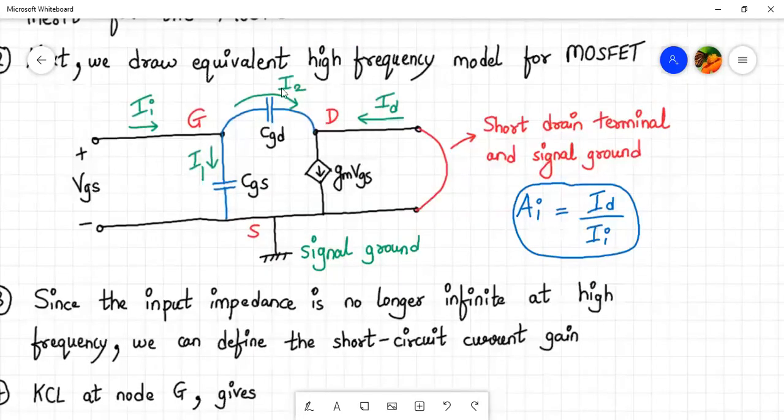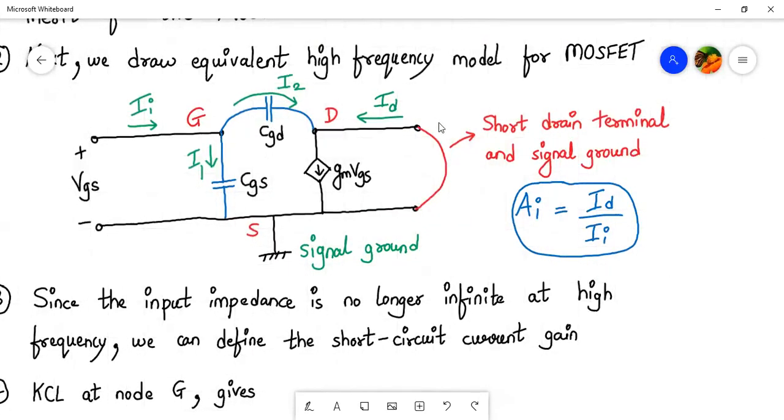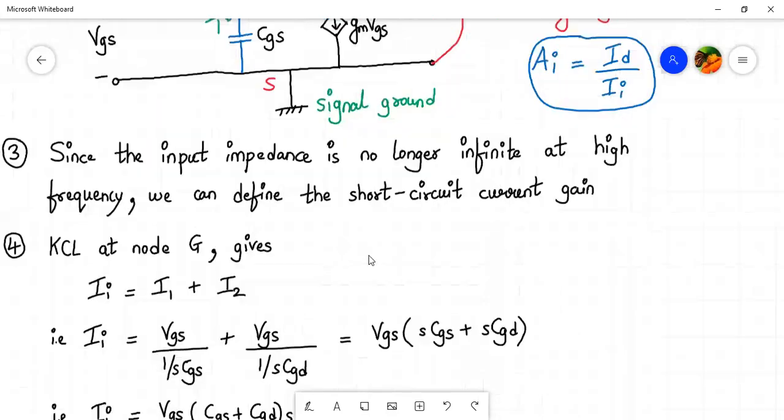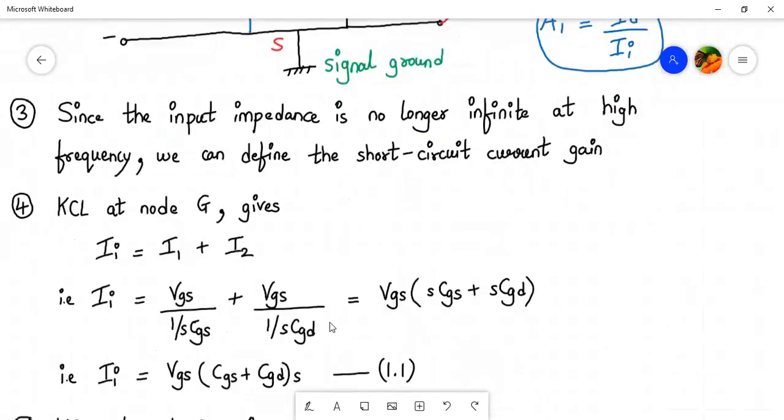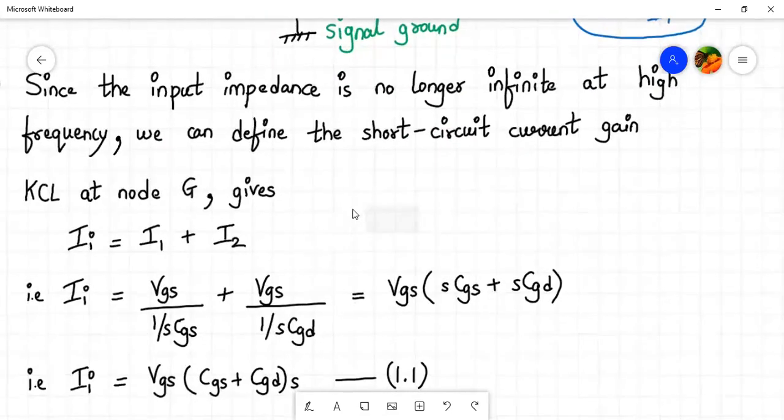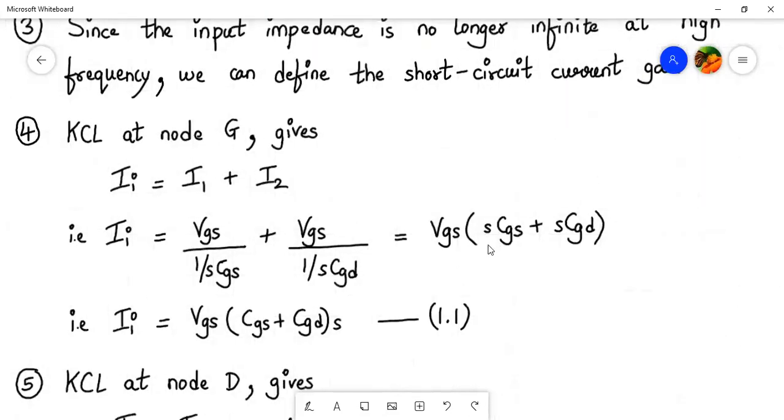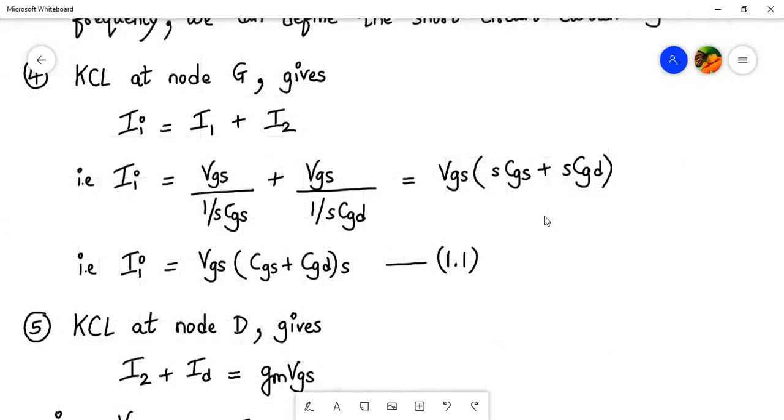Okay. Similarly, what will be I2? I2 will be VGS minus 0, because here it is grounded, right? So VGS divided by the impedance offered by the capacitance CGD, which is 1 upon S times CGD. So here I2 will be VGS divided by 1 upon S times CGD. Which can be simplified as II is equal to VGS into S CGS and S CGD will go up. You will have inside the bracket S CGS plus S CGD. Next step, we can take S also common. So II is equal to VGS into CGS plus CGD into S. And this we call equation number 1.1.